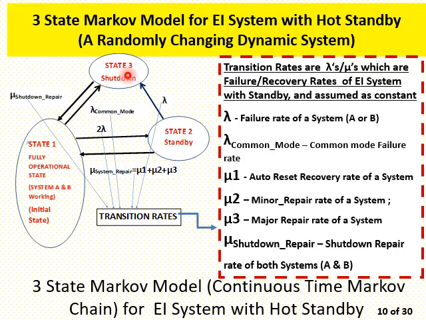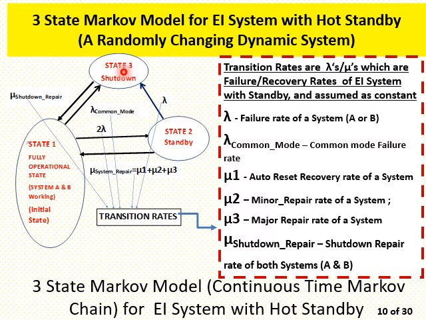So in state 3, where both the systems are down, an alert is given to the station master for shutdown repair, and the AMC person comes to the site and repairs in a given time, whatever, 4 hours on average.